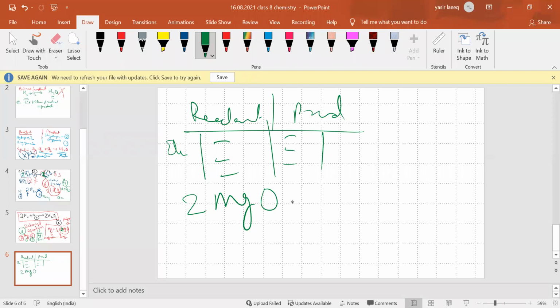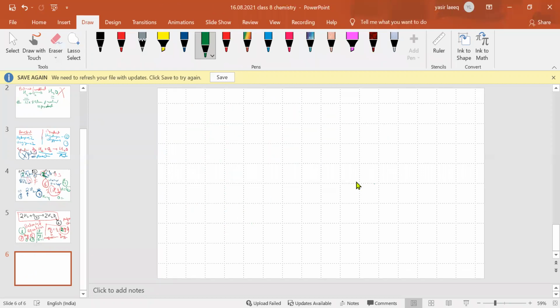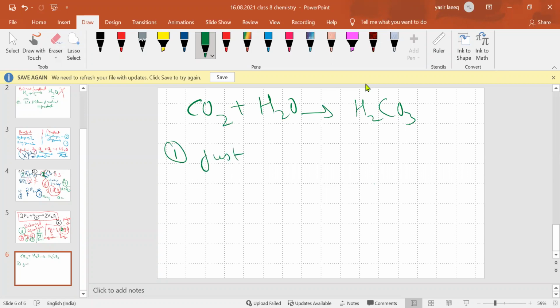Okay, I am giving you one more. Just solve it. H2 is already done here. Then CO2 plus H2O. We are mixing H2O with CO2, and it will become H2CO3. First thing, just check whether this is balanced or not.